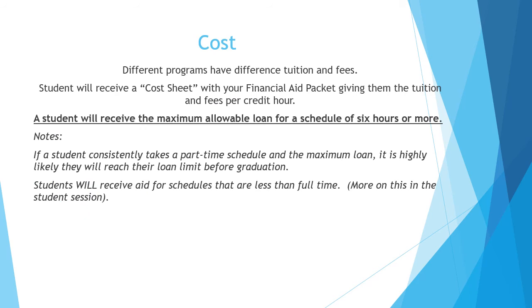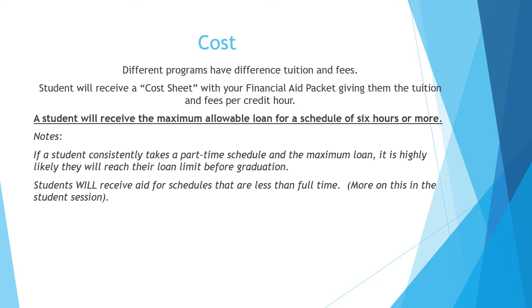So the next item to discuss is just the cost of attending the college. Different programs have different requirements, so there are different tuition fees for different programs at the college. On the orientation website, we do have a document giving the different cost sheets for the tuition fees for our different programs.